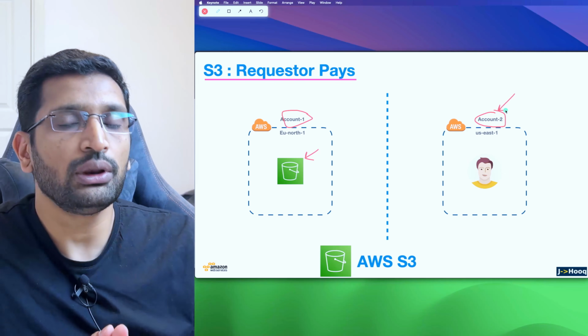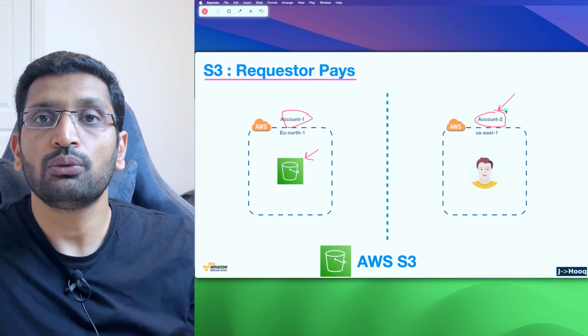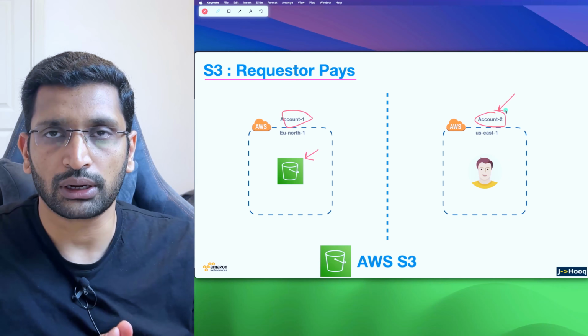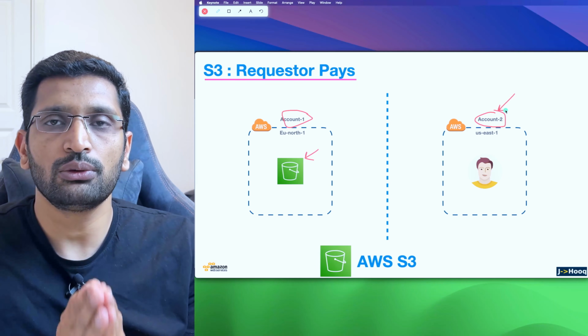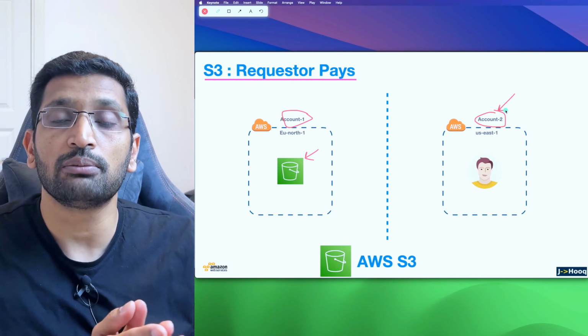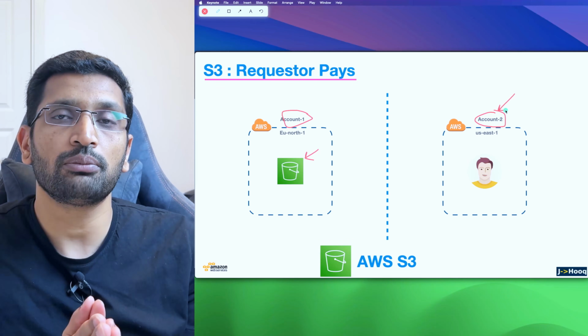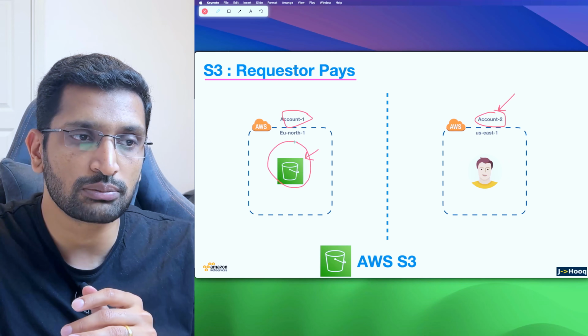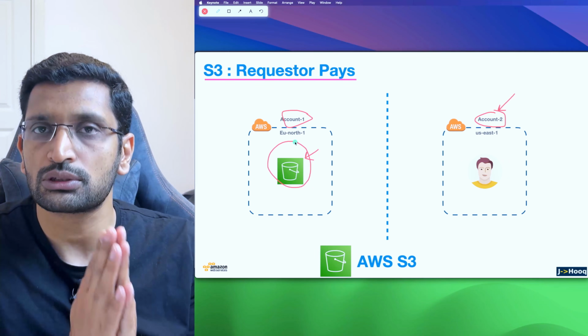So you are owning the S3 bucket, but account 2 wants to access some of the objects present in your S3 bucket. But cost wise, you don't want to bear the transfer cost of your S3 bucket objects. You only want to bear the storage cost. Here you can see you are storing your content in this bucket, so you only want to pay for the storage.